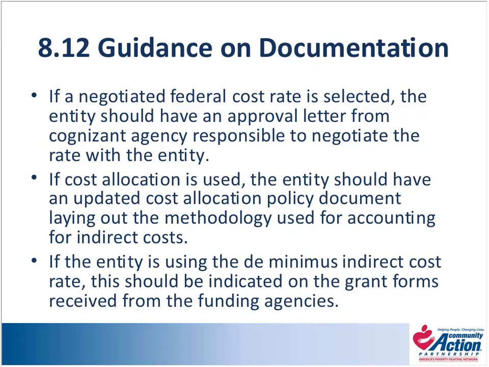And if the entity is using the de minimis indirect cost rate, this should be indicated on the grant forms received from the funding agency. So again, these are a little bit more technical depending on which option you use. So more guidance is provided in that technical assistance guide.